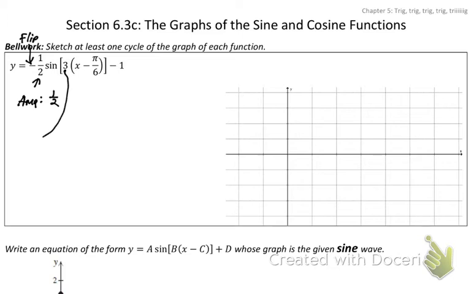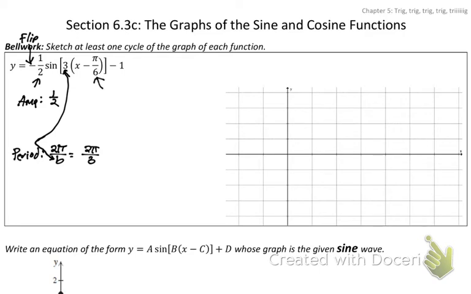What does that 3 do? It affects the period. Remember the period? No, that doesn't say period. That says period. Our period is 2 pi divided by b. That is your b value.